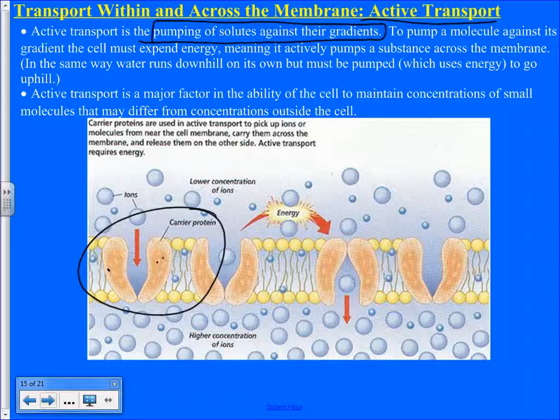Changing the shape of those proteins requires energy, and really all they do is open and close like this. In the process, they can move these solutes across the membrane. That's active transport, just the movement of solutes across the membrane from low to high concentration. So you can see we have a lower concentration of ions inside the cell and a higher concentration of ions outside. Active transport moves things from low to high and uses energy to do it.